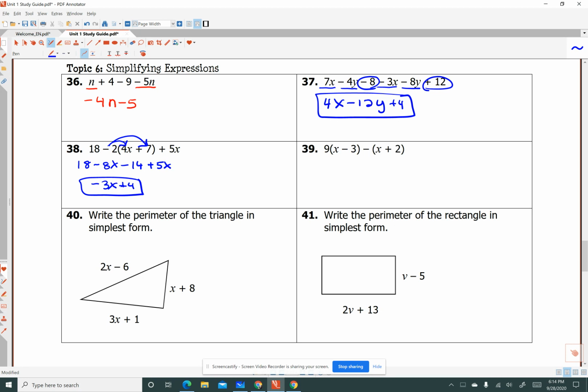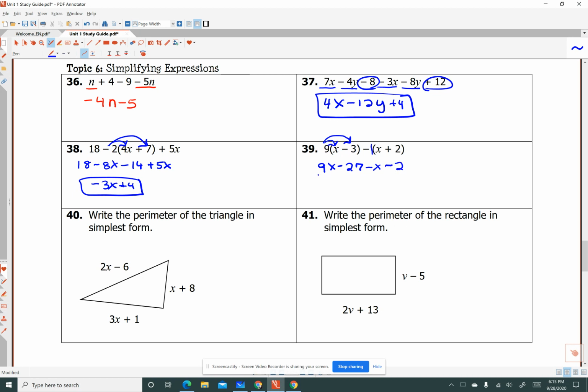Now we have to distribute here. 9 times x, 9 times negative 3. So we have 9x minus 27. A negative sign implies a negative 1. The effect it has on that quantity is simply to change the sign. So the positive x will be negative x, and the positive 2 will be negative 2.